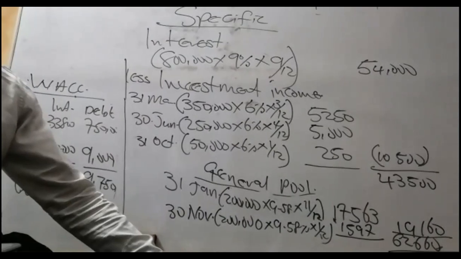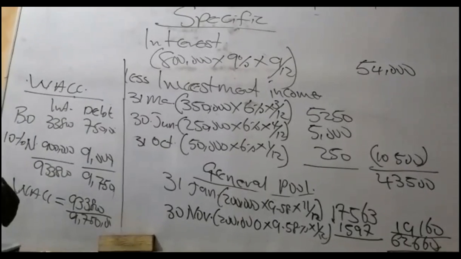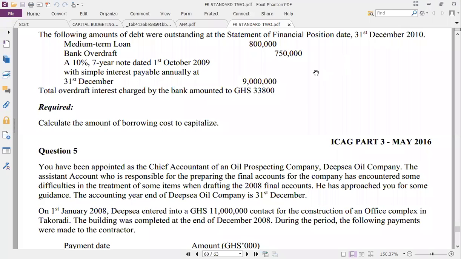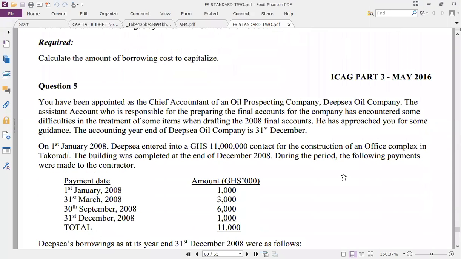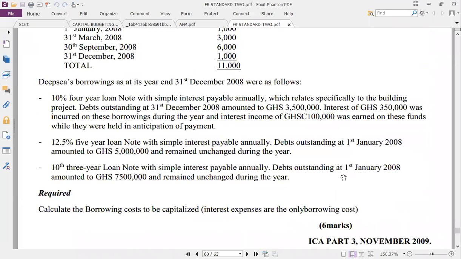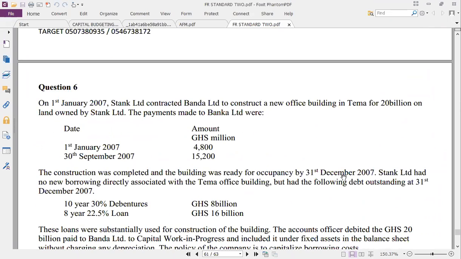Great. Now, the question that we just solved is the ICAN P3 May 2016, the standard. Now you try question 5. I promise that I'll do it, but you can try it for me. That's the Deep Sea Oil. That one too is also a past question, November 2009. So you try that one also for me, then you are fine. The rest of the questions are yours.